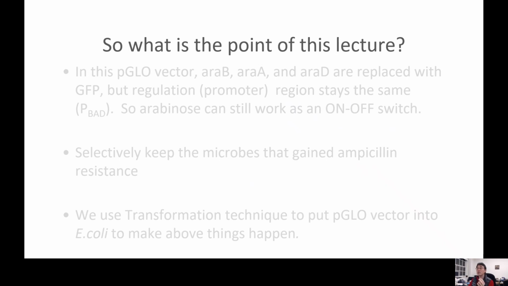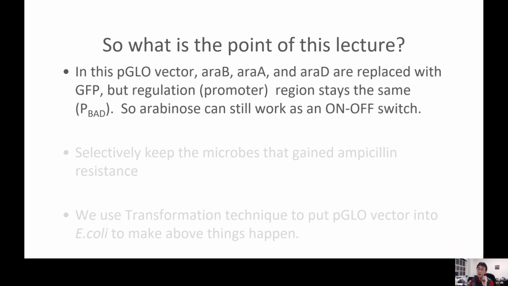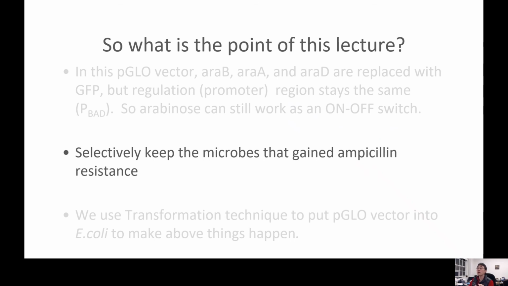So again, a couple of points from this lecture. You are transforming, but this particular pGLO vector contains three regions. These three regions were replaced with GFP, and the arabinose will make it an on-off switch. This is important because your goal is not just to produce GFP. You also want to grow E. coli that contains this particular trait. You don't want random microbes popping up in your plates.